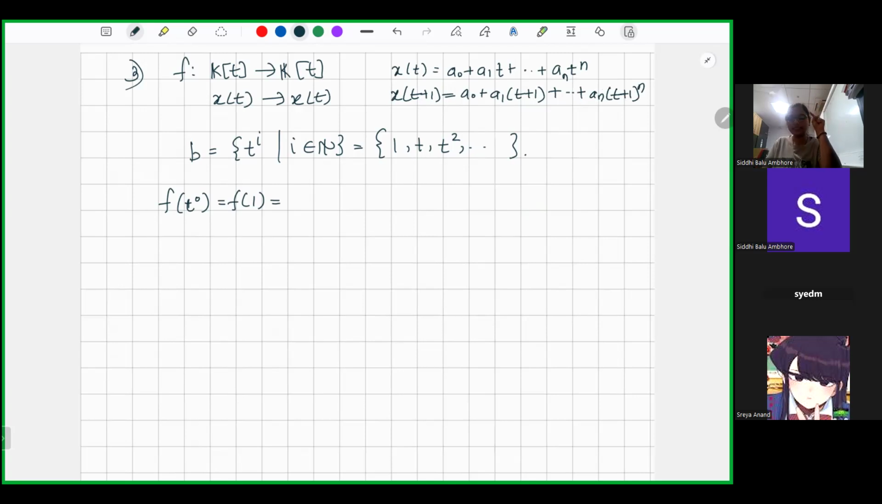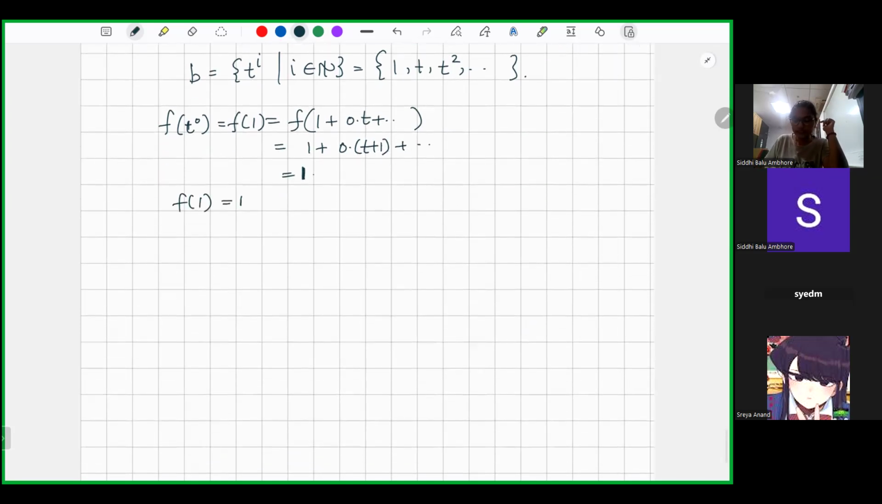So when I am writing f of 1, there is no x here, right? This is 1 plus 0 times x and so on. And instead of t, I'm now substituting t plus 1. So this is 0 times (t plus 1) and so on. So it is essentially 1. So f of 1 still remains 1. Okay, it is not changing. Any doubts here? That it is not really changing. Okay, for 1 it is not changing.